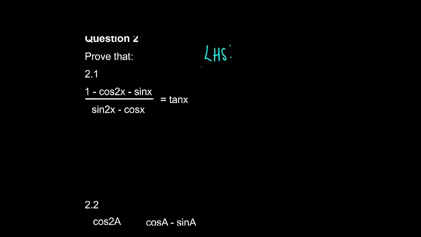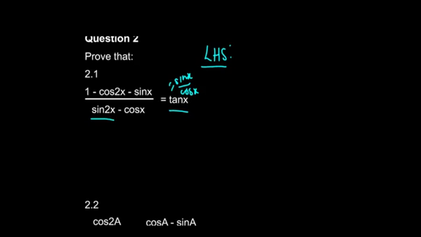Okay, I'm just writing the left-hand side so you know what I'm doing, but you don't have to do that. Tan x, we also know, can be written as sine x over cos x. It's just something we're going to keep at the back of our mind for now. All right, but let's look at the left-hand side. I've got 1 minus cos 2x minus sine x all over sine 2x minus cos x.